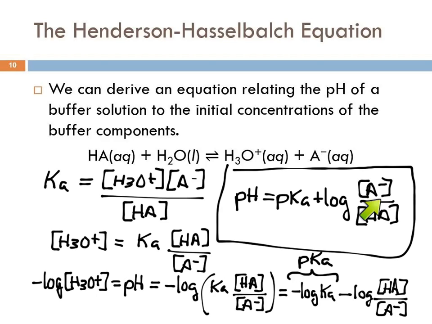If you know the concentration of your conjugate base, the concentration of your acid, and the pKa, you can predict the pH without doing that whole equilibrium calculation. Isn't that nice? Of course, you have to remember the equation. But any questions?